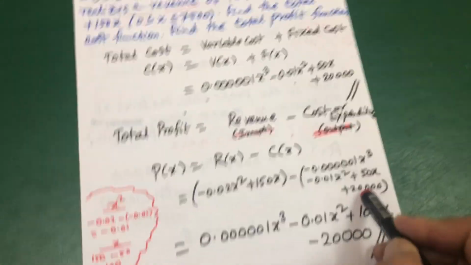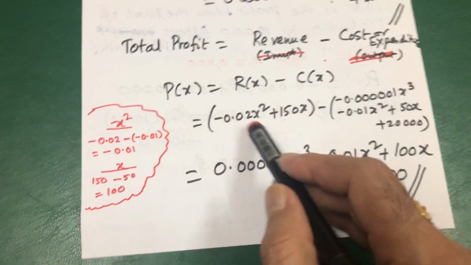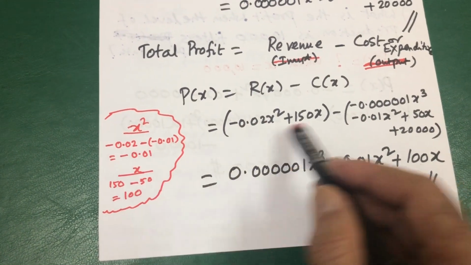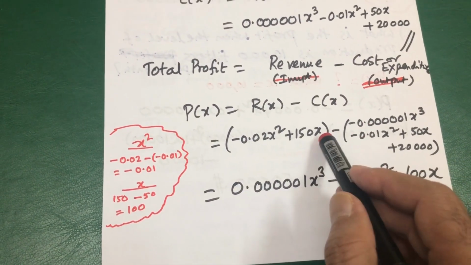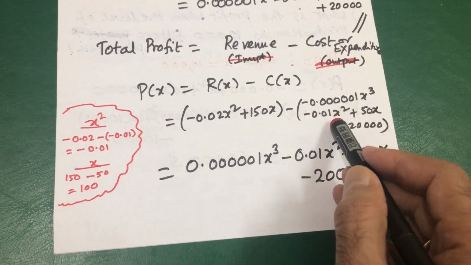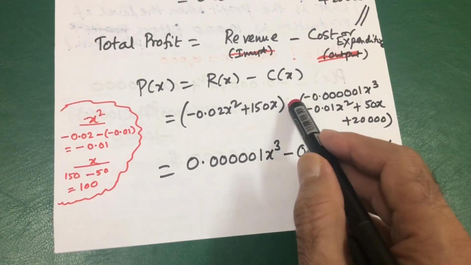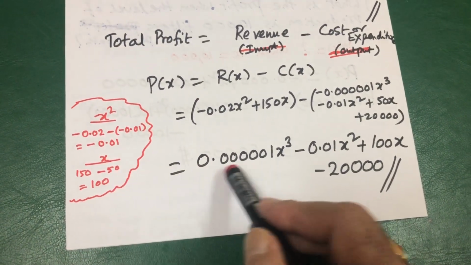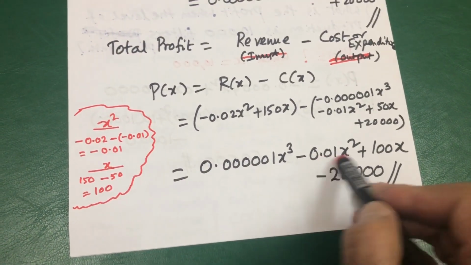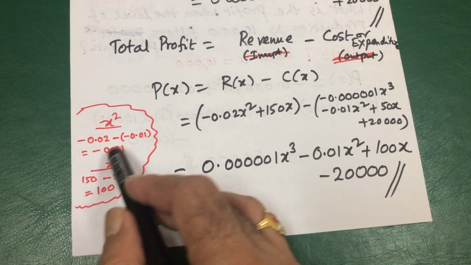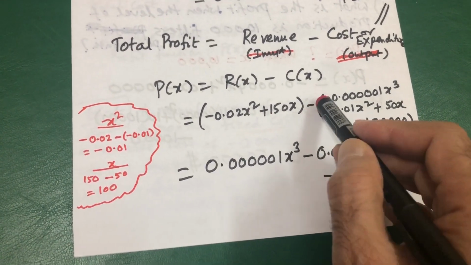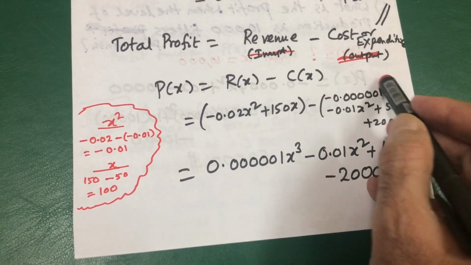When you do it, be careful. Put the x square terms together. Minus 0.02 x cube, minus x square. Here is x square. This is the x cube place. Minus 0.1 x square, use the calculator, you get this much value. Minus 0.01 x square. For x cube, minus into minus is plus. This is x cube, only one x cube.